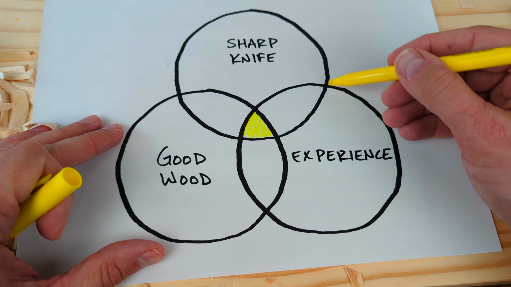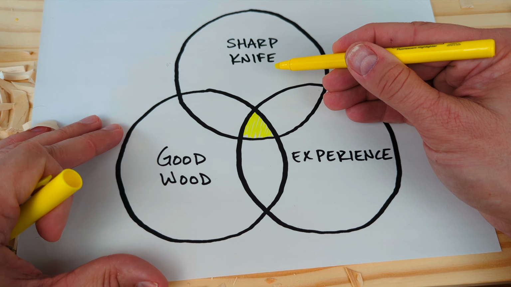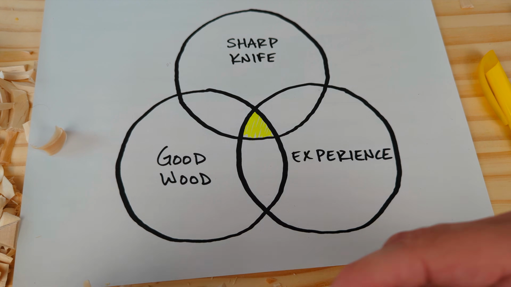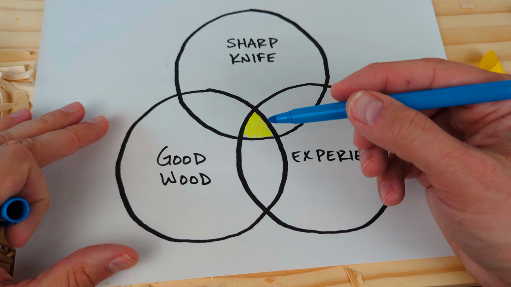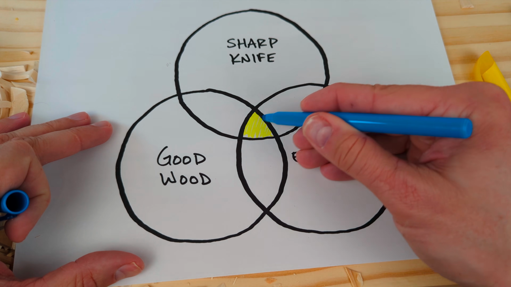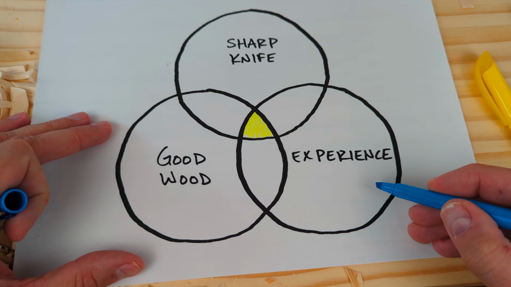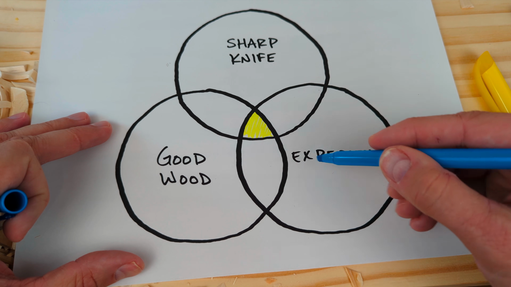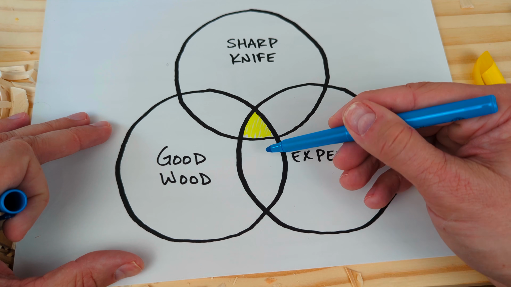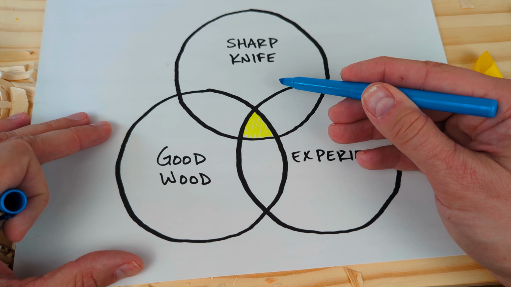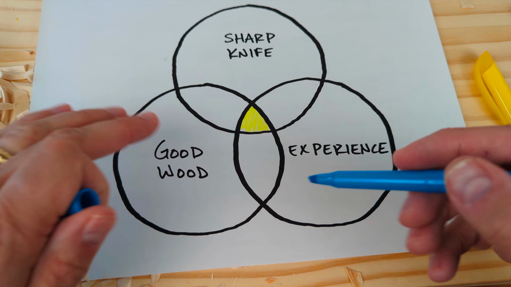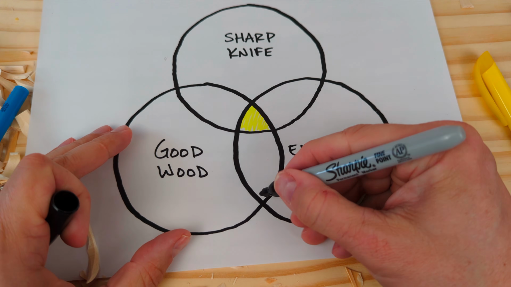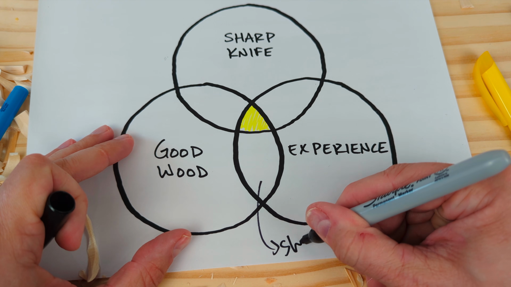So the question is, think about those things, and where do you honestly think that you fall if you're struggling to make clean cuts or the kinds of big cuts that you want to make. Okay, and I'm going to go out on a limb here, and I'm going to say that if you have enough experience to do some of the things that I listed, you probably have enough awareness to know that if you're in this zone, you have experience and you have good wood, but you're missing a sharp knife, you need to sharpen your knife, right?